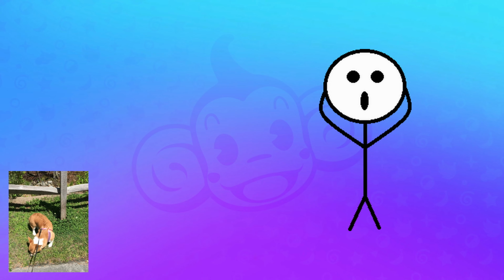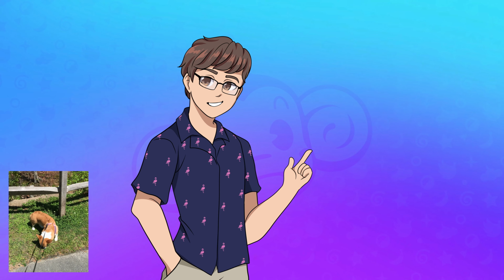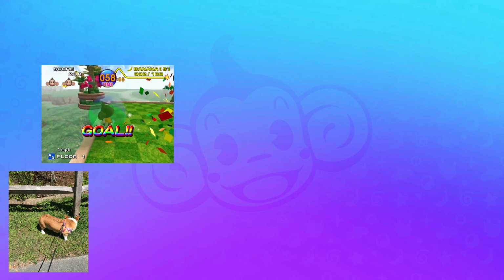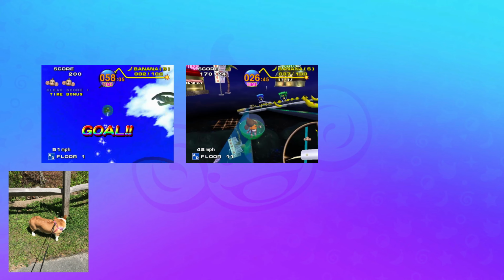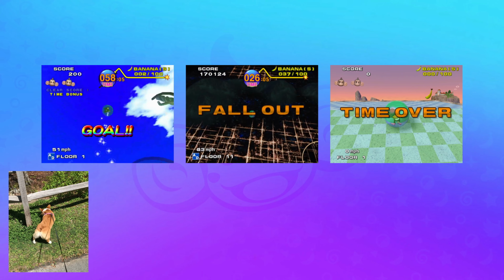But how do we evaluate each monkey's performance? I'm glad you asked, hypothetical viewer. Generally, in Monkey Ball, you have 3 end conditions: goal, where the player crosses the goal; fallout, where the player falls out of the stage; and time over, where the player did not reach the goal in time, but stayed on the stage.